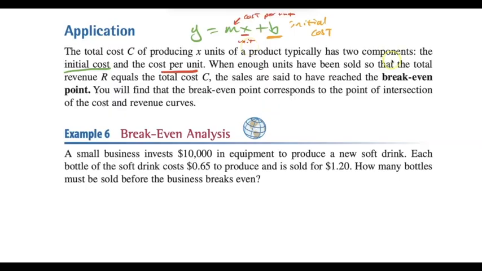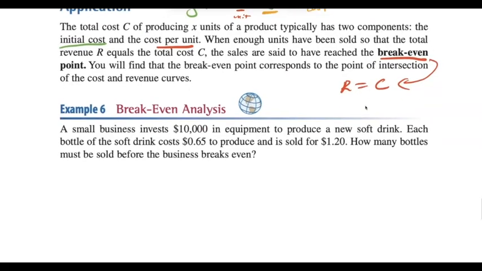When enough sales have been made that the total revenue equals the total cost, the sales are said to have reached a break-even point. The break-even point is when revenue equals cost. You've broken even. You'll find the break-even point corresponds to the point of intersection of the cost and revenue curves. If you write a graph for revenue and write a graph for cost, the intersection, that's our break-even point, is this guy. Let's do an example real quick.